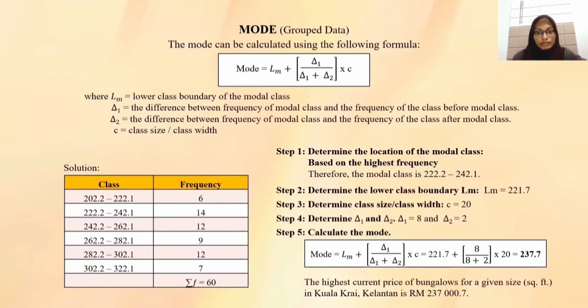The difference between the frequency of the modal class and the frequency of the class before the modal class is 8. And the difference between the frequency of the modal class and the frequency of the class after the modal class is 2. We need to put the amounts into the formula. So we get 237.7. The highest current price of bungalows for a given size square feet in Kuala Krai, Kelantan is RM 237,000.7.